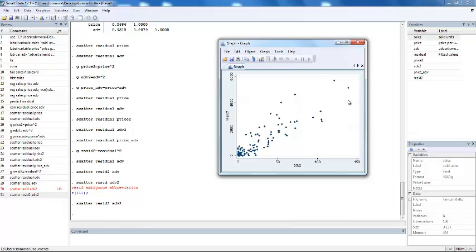So visualizing is always a good idea, but in the next video we will do a formal test to see if there is some correlation between your residual and one of your independent variables.